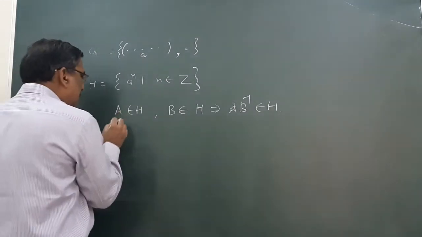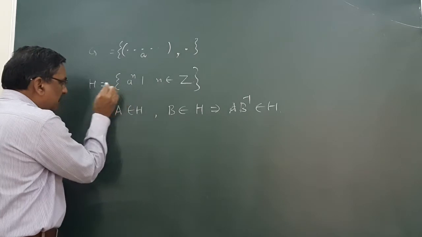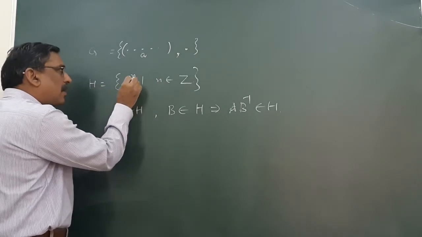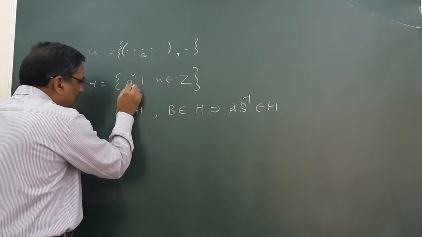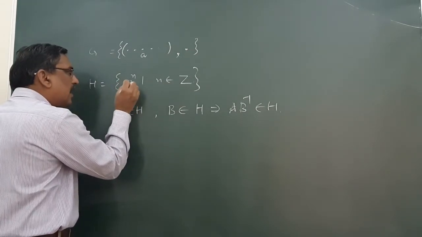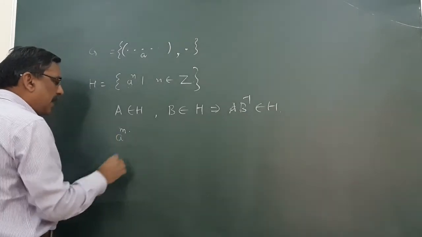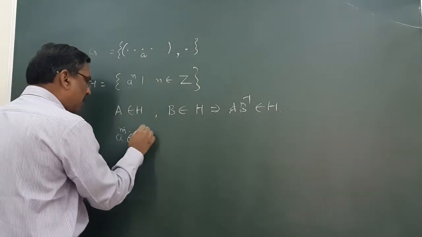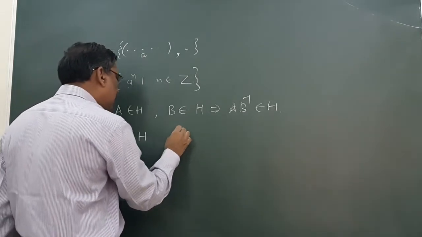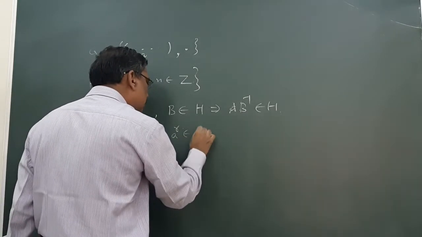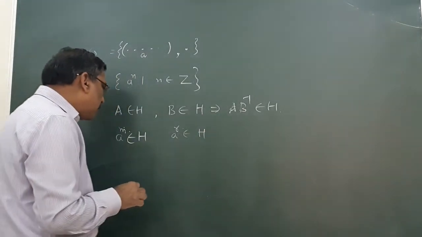Any element of this H is a power of the element A. All elements of this set are powers of A. So let us say A raised to the power n belongs to H, and B is nothing but A raised to the power r belongs to H. Now, what do we want to prove?